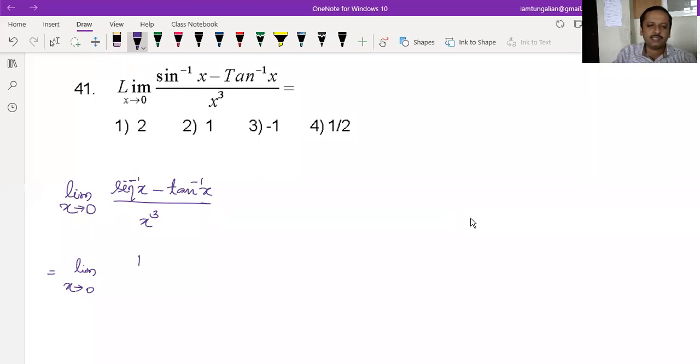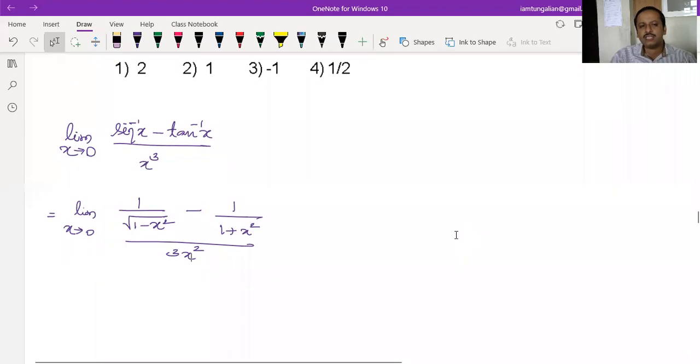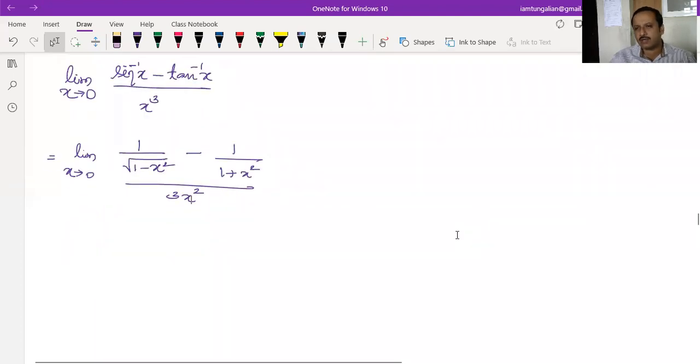Derivative of sine inverse x is 1 by root of 1 minus x square. Minus the derivative of tan inverse x is 1 by 1 plus x square, divided by the derivative of x cube, that is 3x square. Here if I apply the limit as x tends to 0, we are still getting 0 by 0 only. When I put x as 0, first term will become 1, second term is also 1. 1 minus 1, numerator is 0, denominator also 0. So use L'Hospital's rule again.